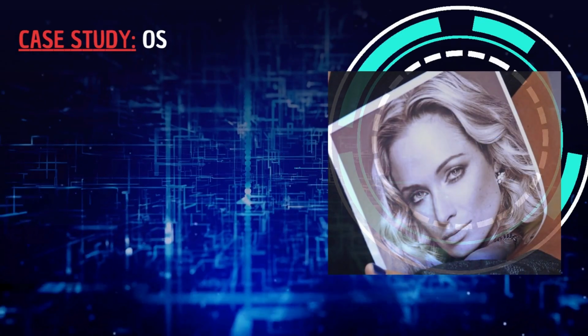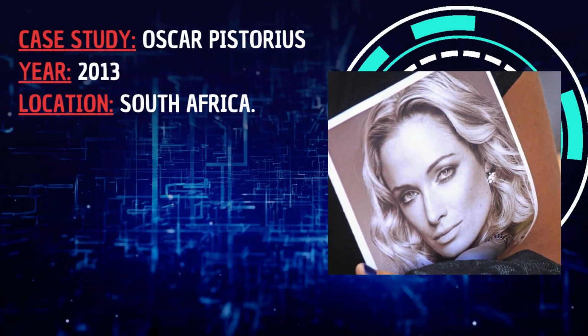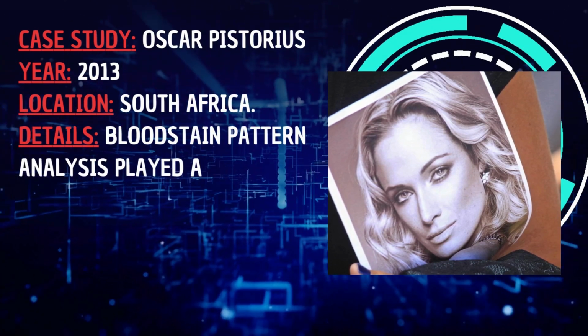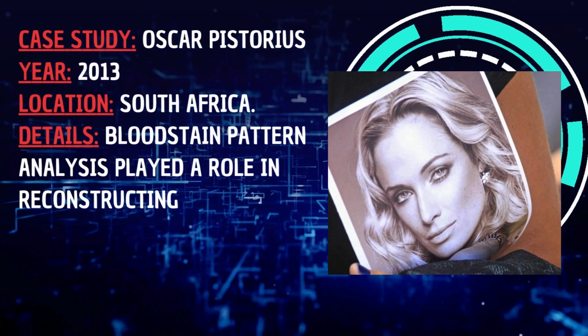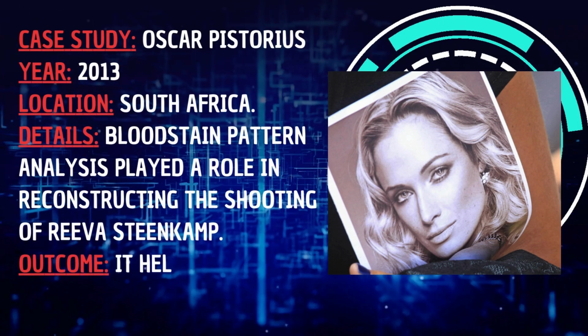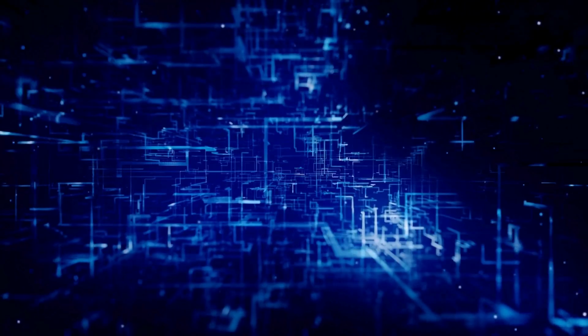Case study: Oscar Pistorius. Year: 2013. Location: South Africa. Details: bloodstain pattern analysis played a role in reconstructing the shooting of Reeva Steenkamp. Outcome: it helped determine the sequence of events.